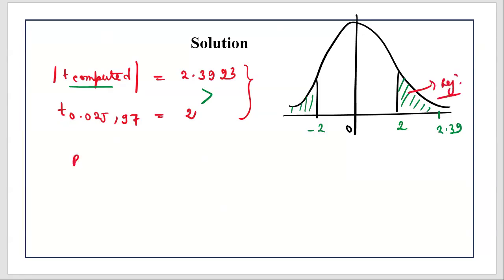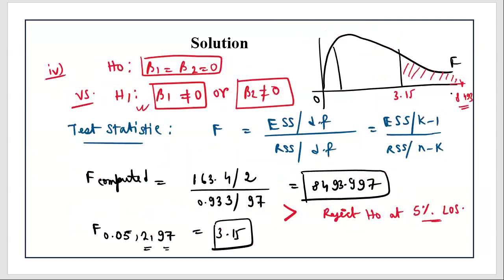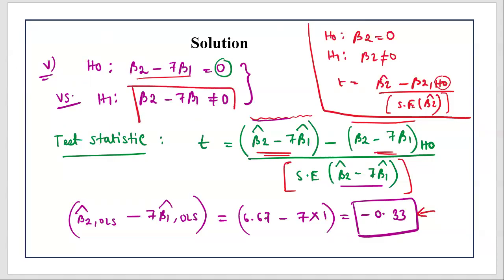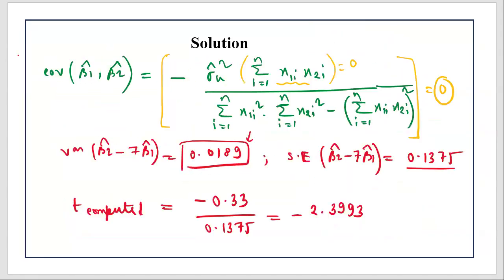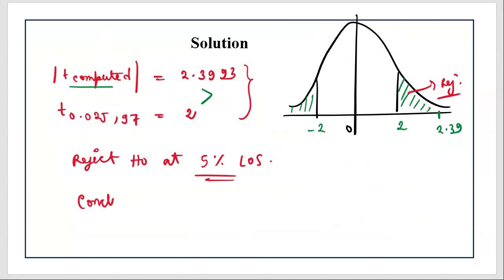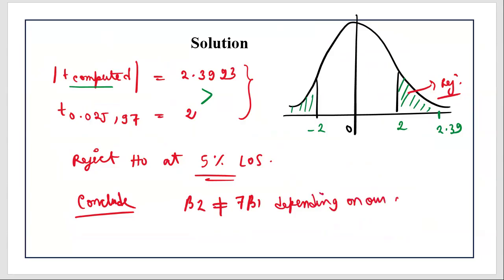So what will you write? We will reject H naught at 5% level of significance, and we will conclude. What will you conclude? You will conclude that beta 2 cannot be equal to 7 into beta 1, right? So conclude that beta 2 cannot be equal to 7 beta 1, depending on our given sample, at 5% level of significance, right?